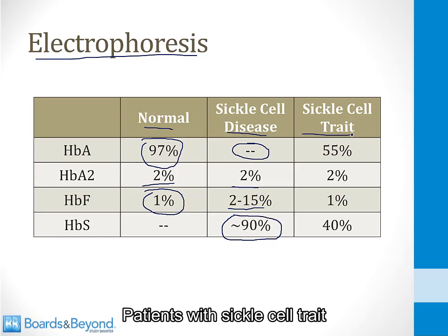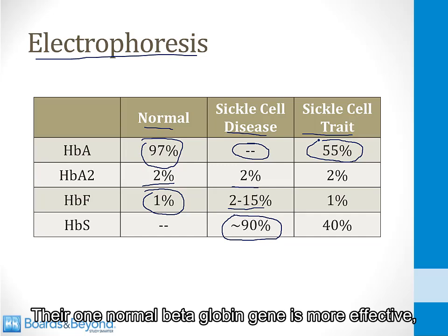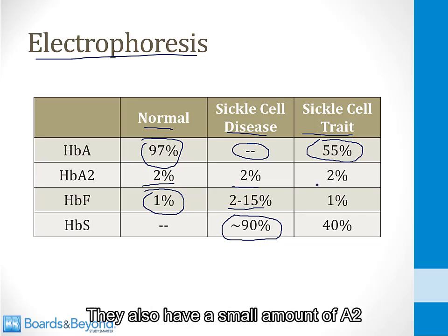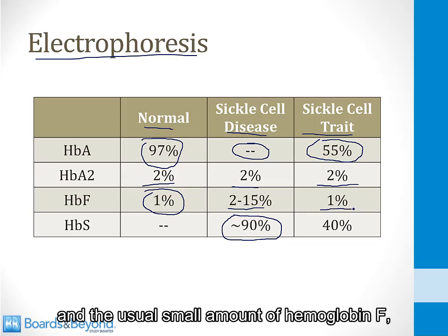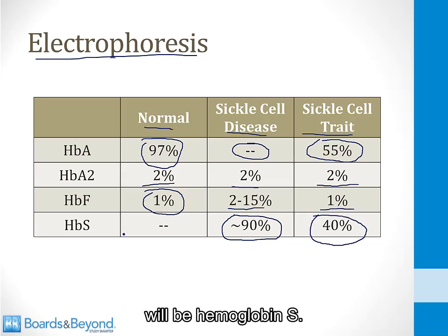Patients with sickle cell trait have more than half their hemoglobin as hemoglobin A. Remember what I told you before. Their one normal beta-globin gene is more effective, and this generates more than half of their hemoglobin as hemoglobin A. They also have a small amount of A2 and the usual small amount of hemoglobin F, and then about 40% or so of their hemoglobin will be hemoglobin S.